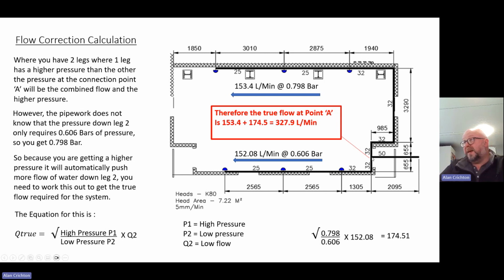And the pressure required at that point there is the higher pressure, which is 0.798. Okay, so the pressure required at this point here to feed the 6 heads operating at the required density would be 327.9 litres per minute at 0.798 bar.